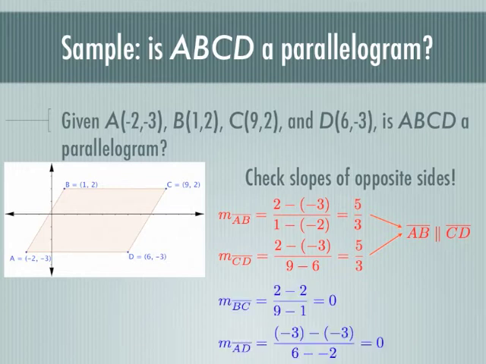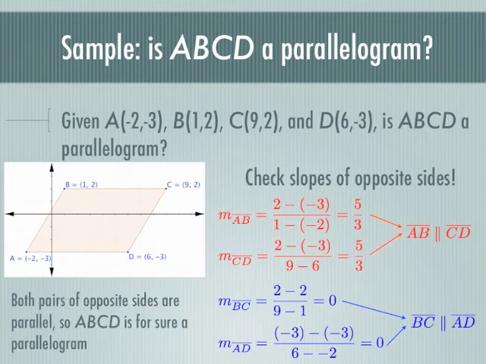And then check the other pairs of parallel sides, BC and AD. I see both slopes are equal to 0, and so that means those are parallel as well. So since both pairs of opposite sides are indeed parallel, we know for sure that ABCD is a parallelogram.